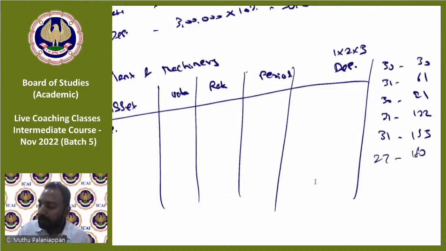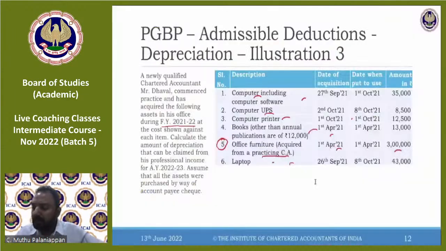27 will give you 180 days. So this 27, 9, the year. So that's what it is about. Generally, more than 180 days will be considered as your asset.